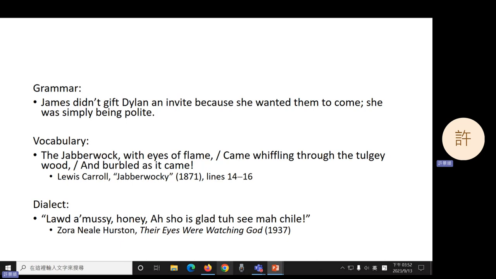So if I say, Lord of mercy, honey, I sure is glad to see my child. Does that make more sense to you? Or in correct English pronunciation, Lord of mercy, honey, I sure am glad to see my child. So even pronunciation you can pick up through observation and actually using the language, not just looking at it as knowledge in a textbook. 以实用学英文.